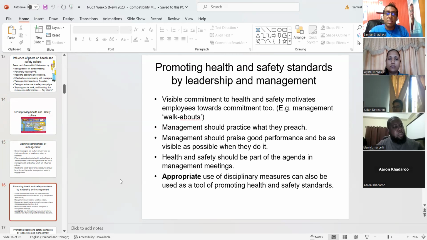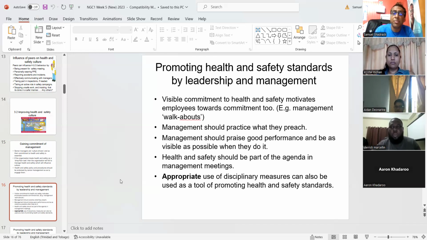About the same heading, promoting health and safety leadership. Safety standards are set by leadership and management. Visible commitment to health and safety motivates employees towards their commitment. For example, managers can do walkabouts. Management should practice what they preach. Management should praise good performance, and be as visible as possible when they do it. Health and safety should be part of the agenda in management meetings. Appropriate use of disciplinary procedures can also be used as a tool of promoting health and safety culture.